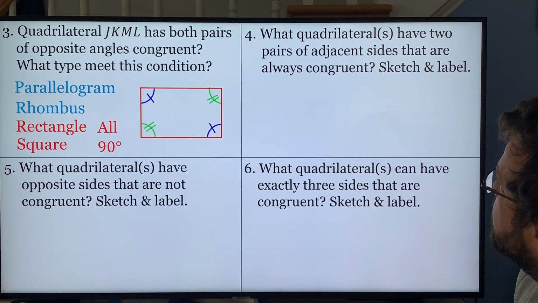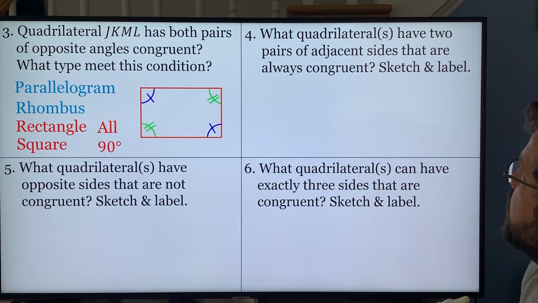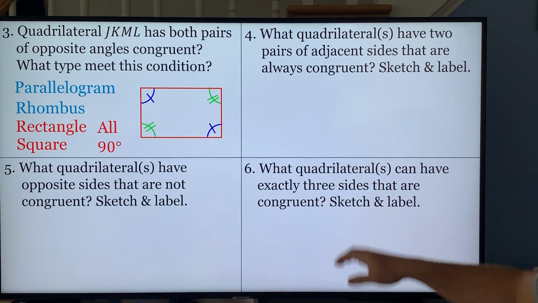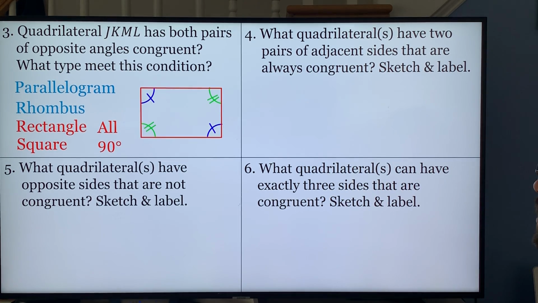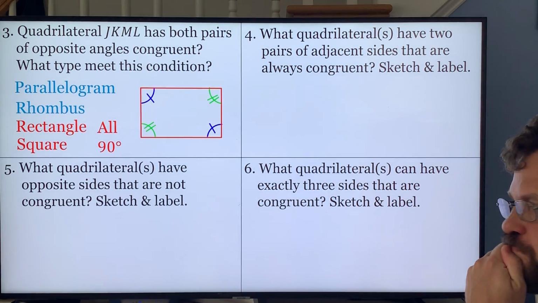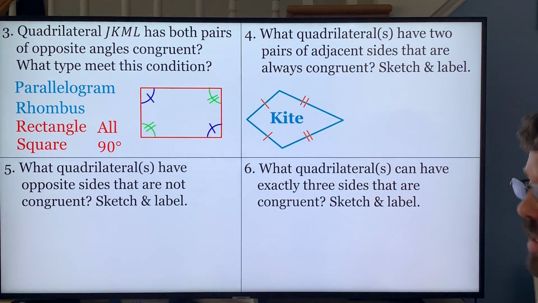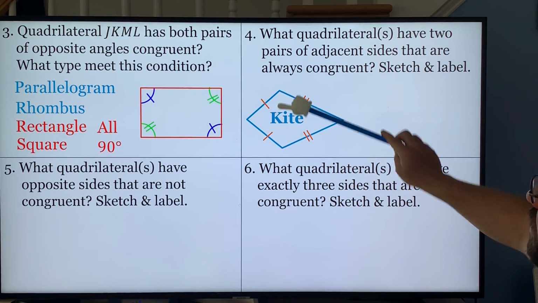What type of quadrilaterals have two pairs of adjacent sides that are always congruent? So two pairs of adjacent, meaning the sides are next to each other, that are always congruent. That's only one type. What do you think? Did you say a kite? If you did, you're correct. Adjacent, next to each other, congruent.